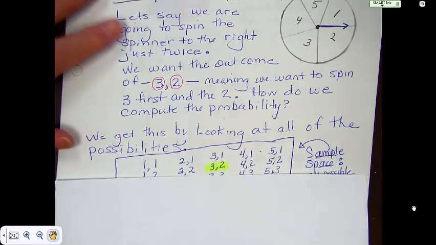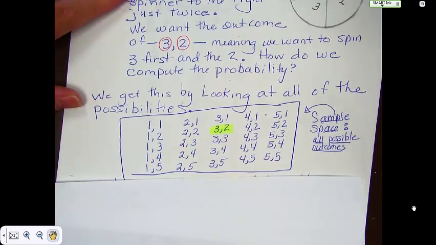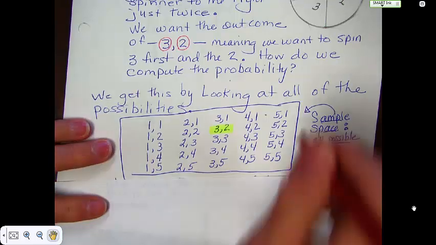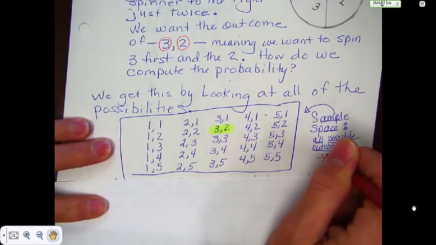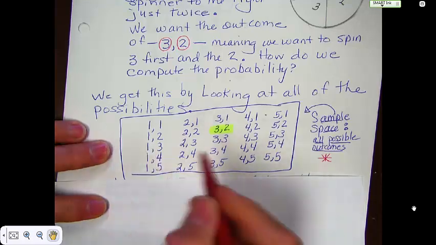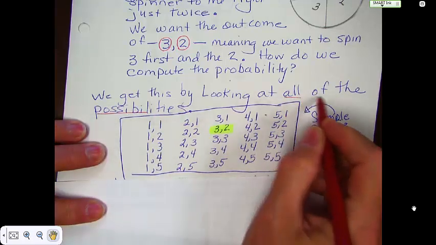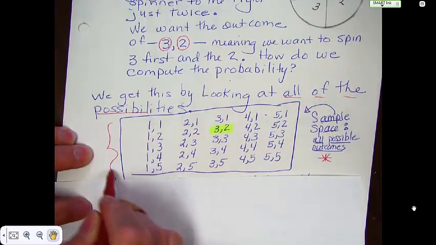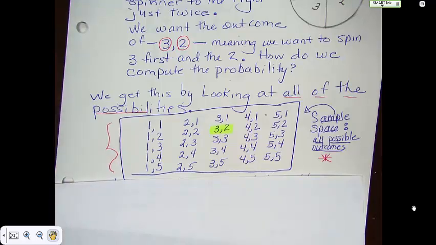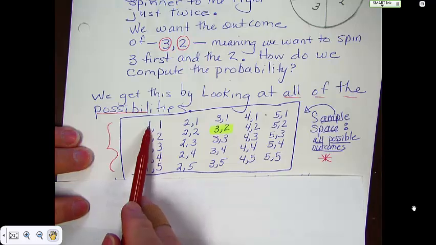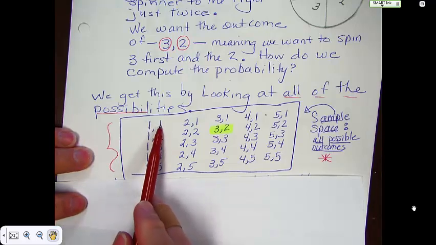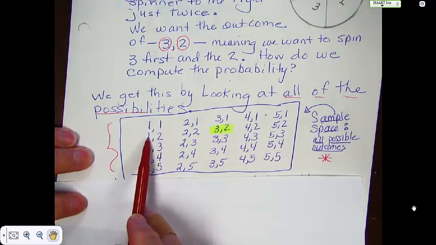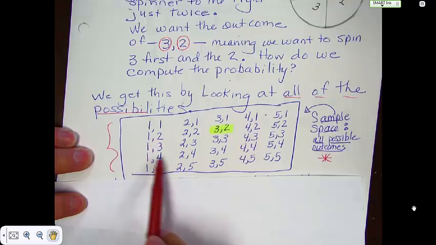And I made a chart right here, and it's a sample space. Put that in your notes. When you list all of the possibilities, all of them, this is called a sample space. So here's how it works. You could get 1 on the first spin and 1 on the second. You could get 1 on the first spin, 2 on the second. Still get 1 on the first spin, 3, 1, 4, 1, 5.